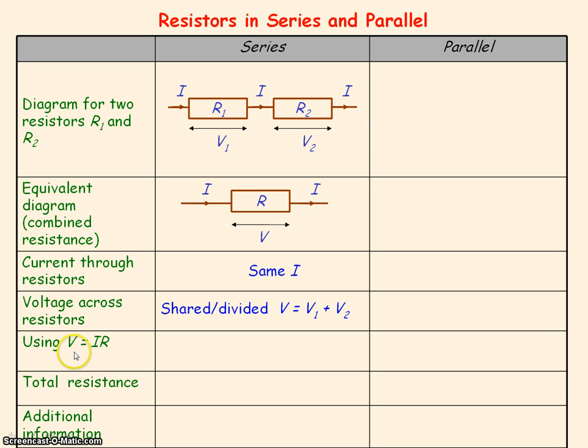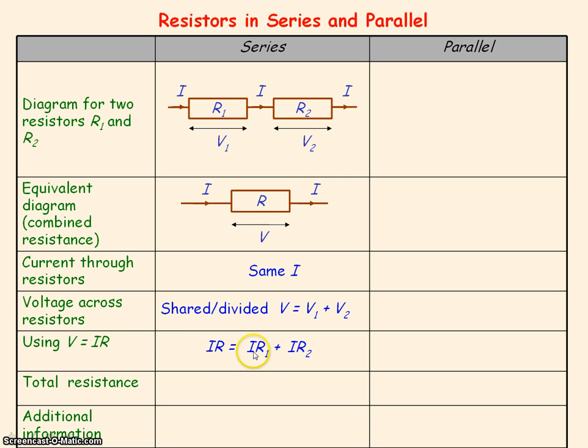We know that voltage is equal to current times resistance, so we're going to take this equation for voltage across the two resistors and we're going to express it now in terms of I and R. So voltage V will equal I times R. V1 will equal the current I times R1. And V2 will equal current I times R2.